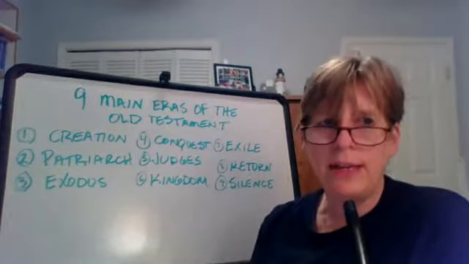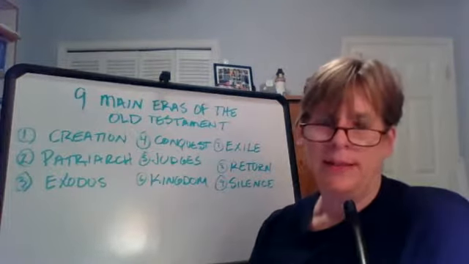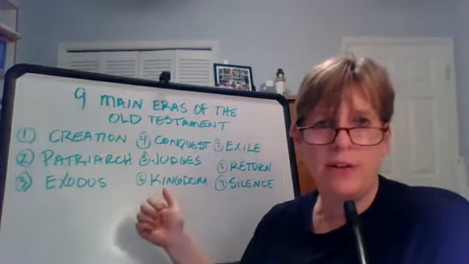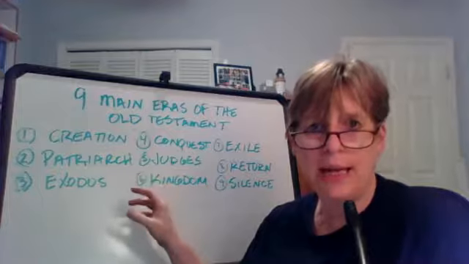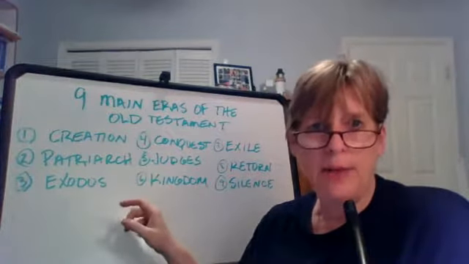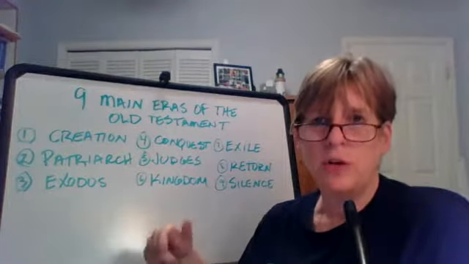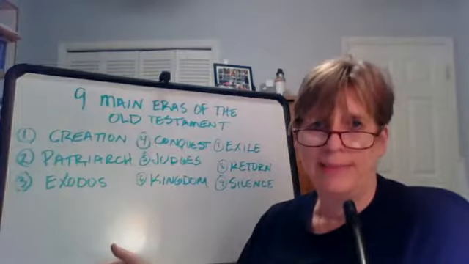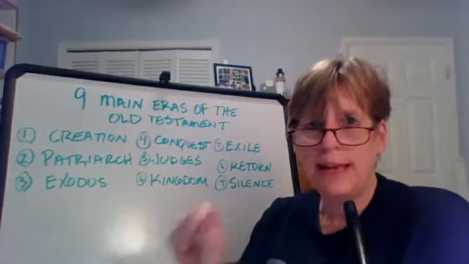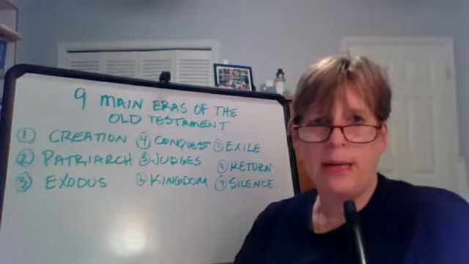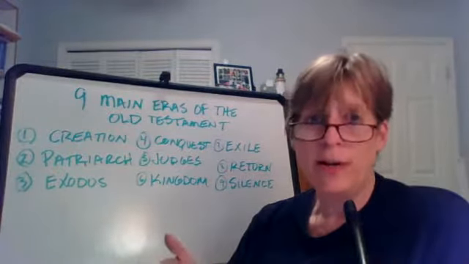Now, when we look at these eras, of course, you have main figures of each one. So for creation, your main figure is Adam. Adam and Eve in creation, your main figure being Adam, and the area that it happened is the Garden of Eden. Patriarch era, your main figure is Abraham, and the location that we assign to him is Canaan. So Abraham is the patriarch, the main figure in the Patriarch era.